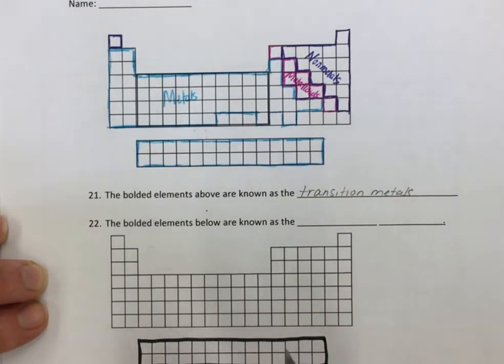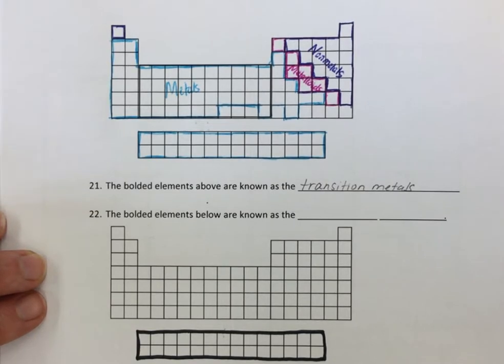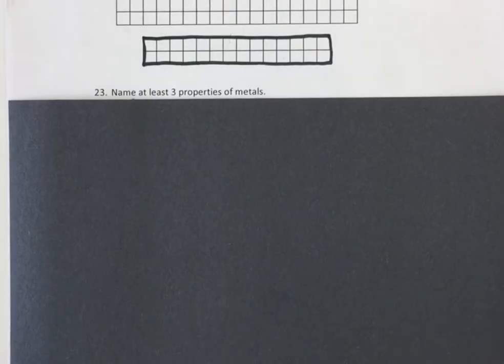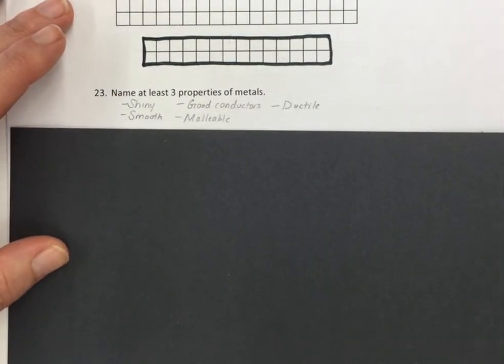And then for number 22, the bolded elements below were meant to be this section right here, but somehow that escaped my notice when I checked this. So that should be the bolded section, which means that they are the inner transition metals. And then for number 23, at least 3 properties of metals, they were in your notes. Any of those are fine.